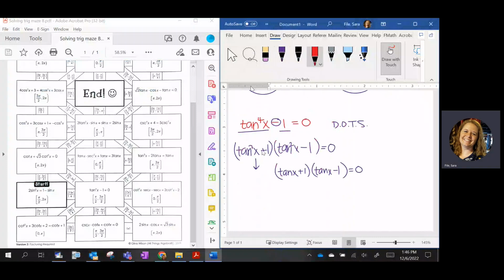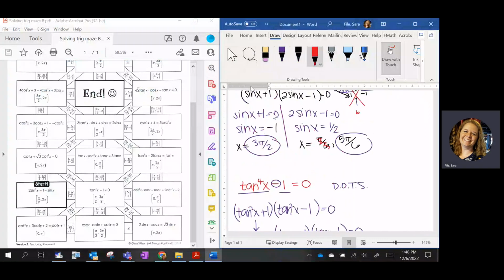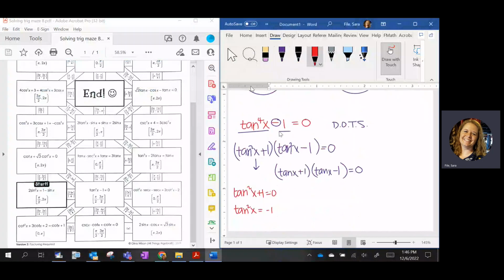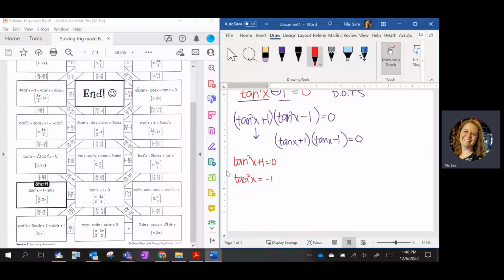Now when I do this, when I set each of these equal to 0, this first one, when I set this equal to 0, and I solve, I subtract that 1 over, I end up with a -1, just like I did up here. Right here, when I subtracted that 1, I ended up with a -1. Okay, I cannot take the square root. That's the next step, is to take the square root, but we can't take square roots of negatives. You get imaginary numbers. So there's no solution from this factor. So I'm going to try the next one.